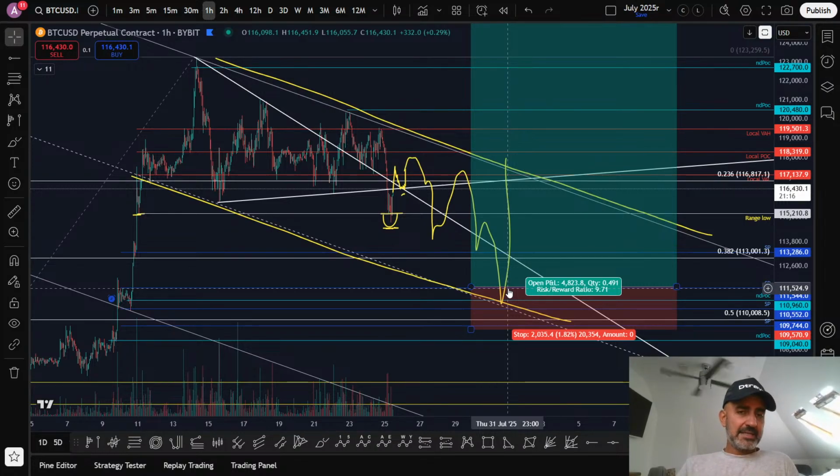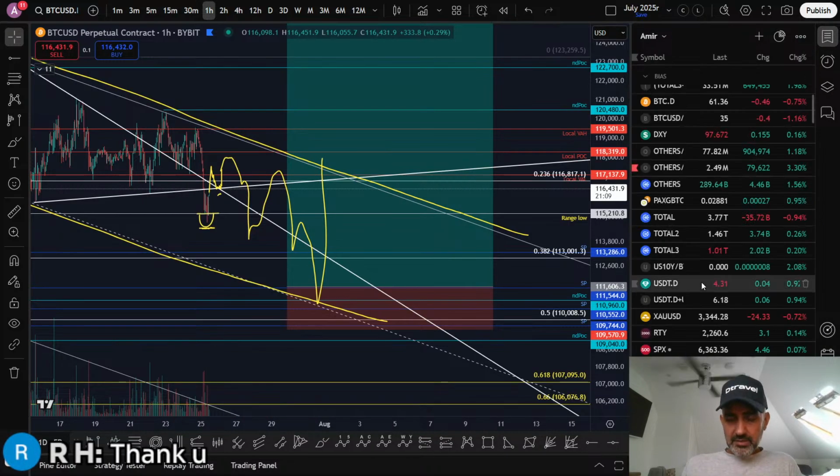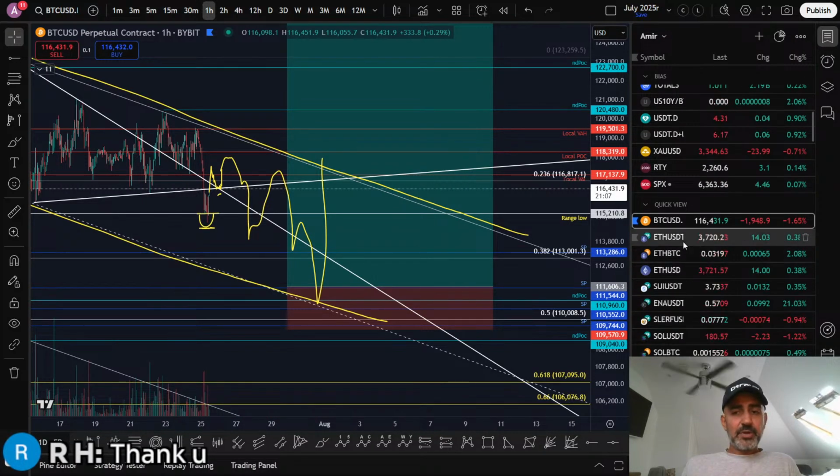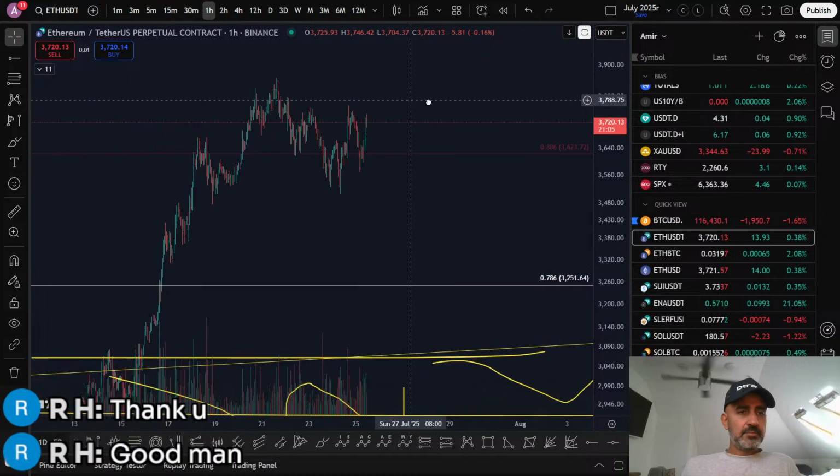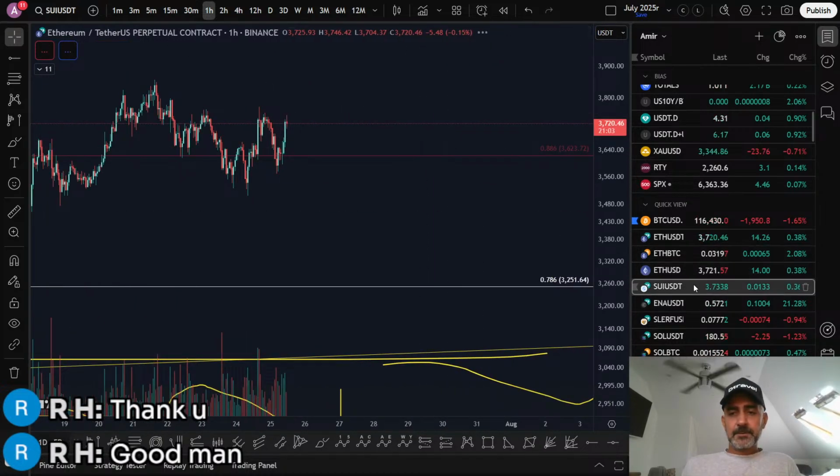111,500. And I don't necessarily think that altcoins are going to drop when that happens. Right now, altcoins aren't looking that weak. They're not looking that weak. Look at ETH. Doesn't look weak. SUI.